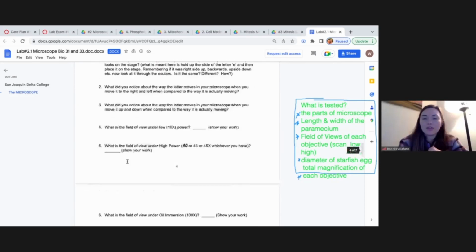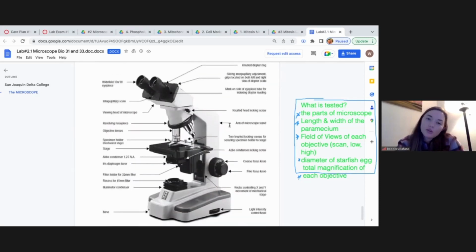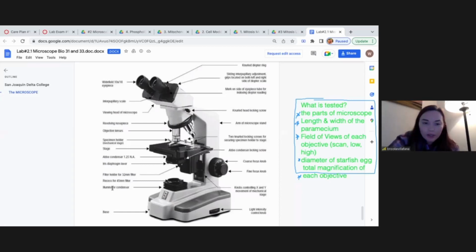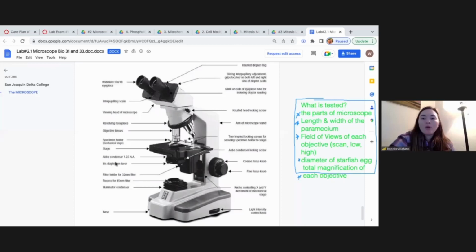Does that make sense? This one right here has way more than what you need to know, but it also has what you need to know. So you can just pick out the stuff in there. Like the condenser you need to know, but you don't need to know the word illuminator. You know, recess for 45mm filter, no. But the stuff on the list of 16 parts, yes. Great question. I would say the parts of the microscope are very easy points because those are pretty easy to go over a few times and you kind of start to get them down.